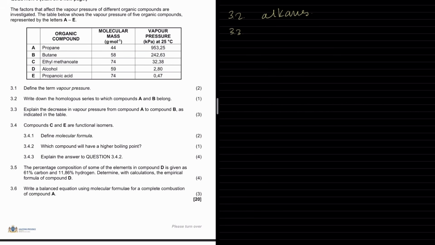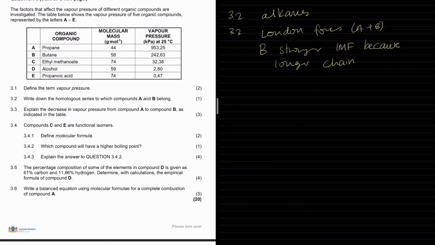3.3, explain the decrease in vapor pressure from A to B as indicated in the table. A and B are alkanes, and alkanes have London forces. With London forces or van der Waals forces, as you increase the molecular mass or the length of the chain, the intermolecular force increases. So B will have a stronger intermolecular force because it is a longer chain.